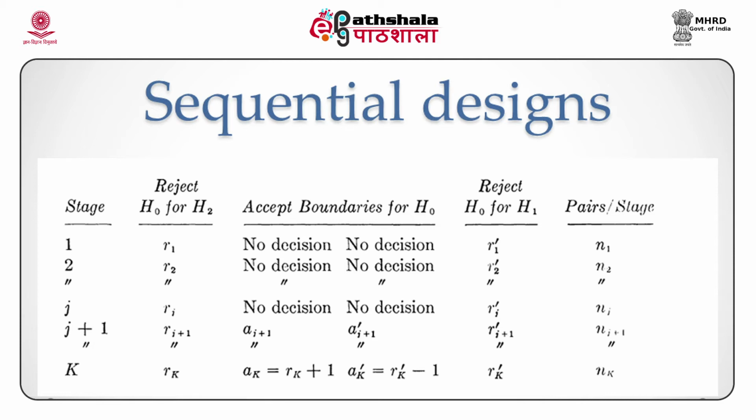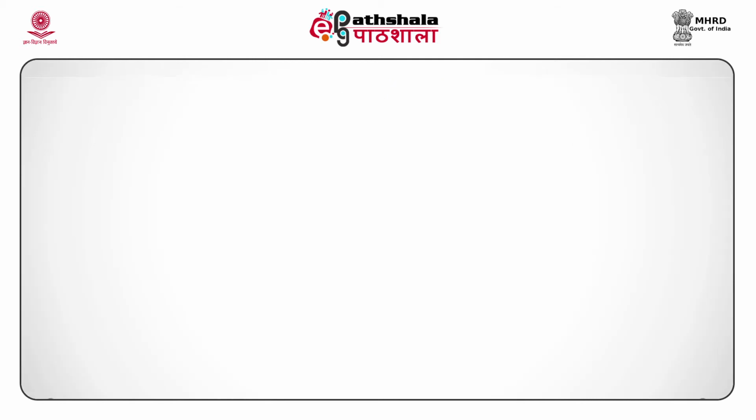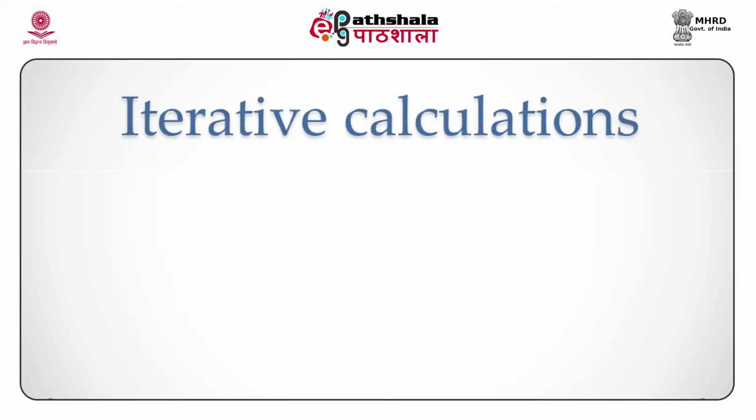When g is greater than J and summation Si lies between Ag and Ag dash, the testing will terminate as H0 is accepted. If the sum lies between Rg and Ag or Ag dash and Rg dash, the testing will continue into the stage g plus 1.